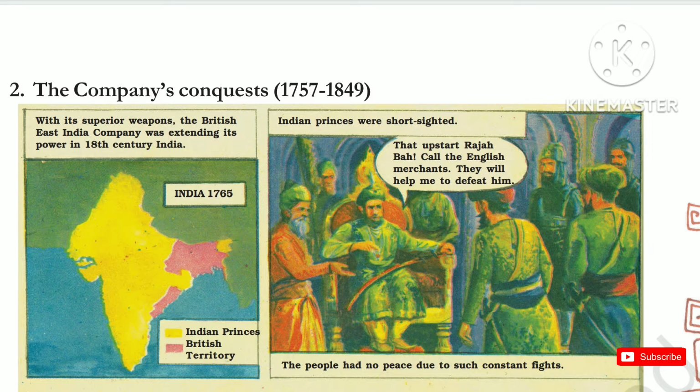The people had no peace due to such constant fights. The rivalries helped the East India Company, and it could easily subdue Indian princes one by one. A far-seeing ruler, like the brave Tipu of Mysore, fought the British till he died fighting.